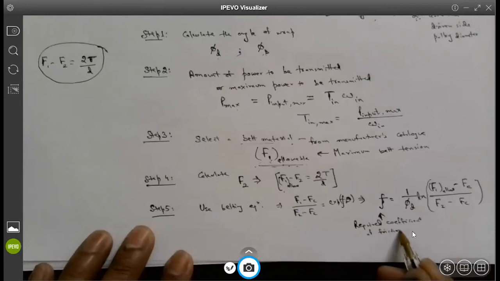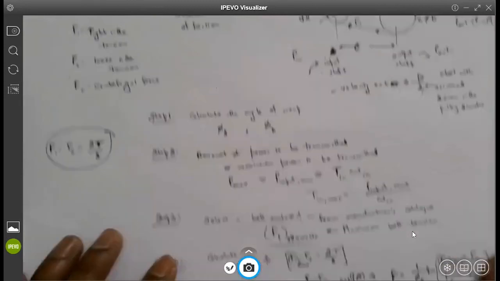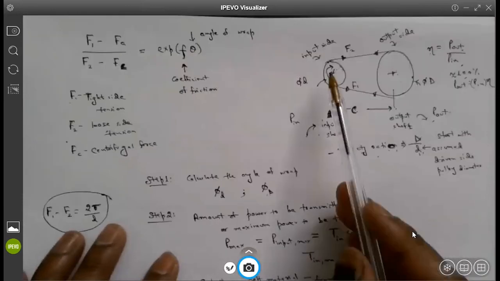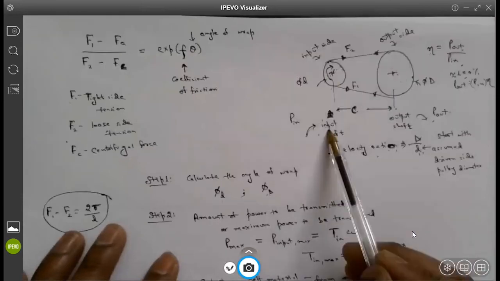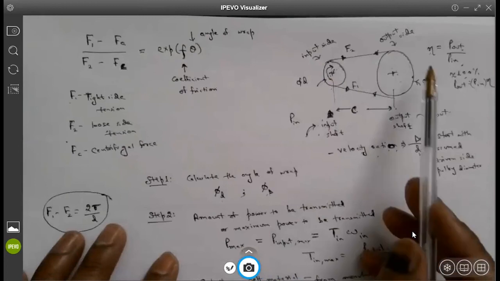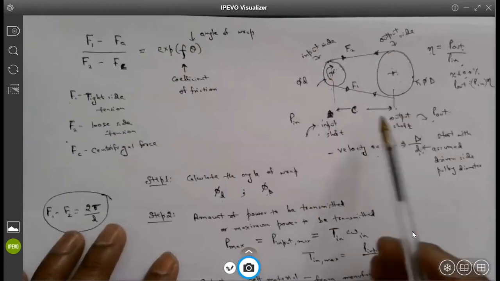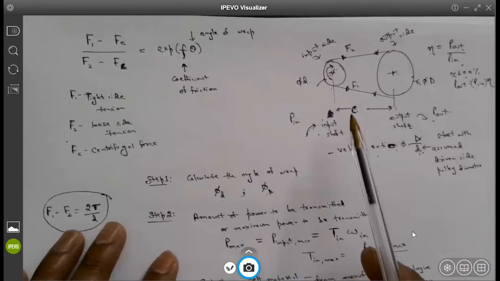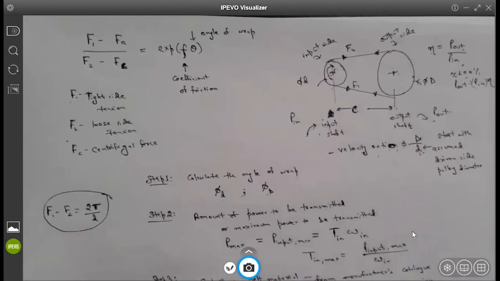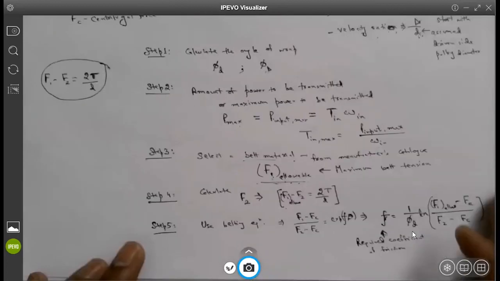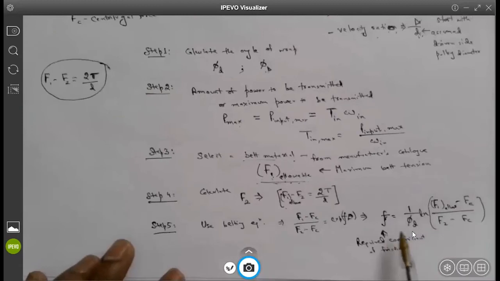This is the required coefficient of friction if you have to deliver torque and power from this shaft to this shaft, from this side to this side, with a specific efficiency, with a specific RPM, omega input, and with a specific velocity ratio. So given these design parameters, you can basically find out what is the amount of friction coefficient required for this belt material.